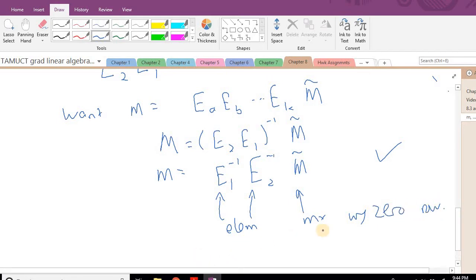So this, in fact, exactly meets my criterion. I said product of elementary matrices, plural, times a matrix with a zero row. I didn't specify how many. Right? This turned out to be 2. It might, in general, turn out to be 15. I don't know.